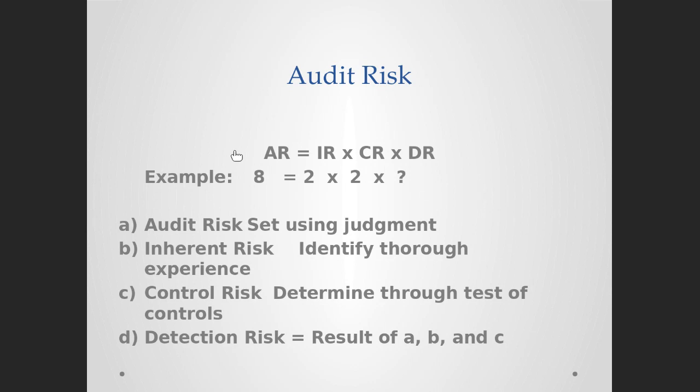Before we start working on the audit, we calculate something called an audit risk. The audit risk is based on the auditor's judgment. Auditor's judgment is based on the auditor's experience, knowledge, understanding of the circumstances, and exposure to the client in the past. So all of these things combined, the auditor sets an audit risk.